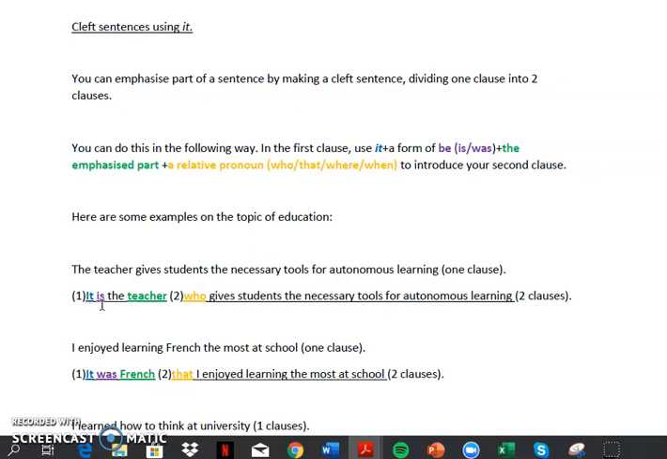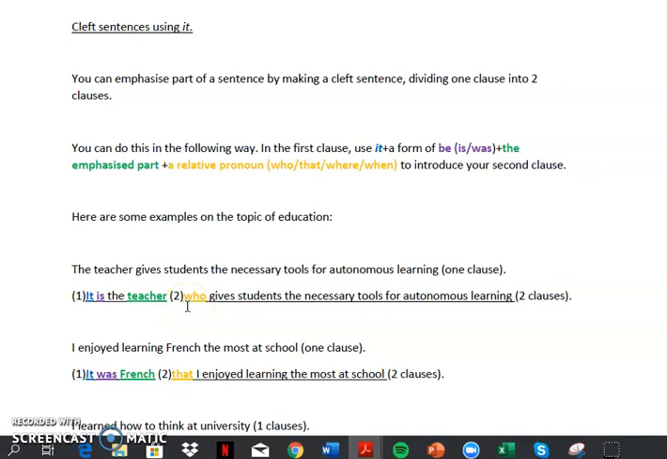So it is the teacher. So we've got it and then a form of be. And then the teacher is what we want to emphasize. That's the first clause. Then the second clause, we're going to use the relative pronoun who, because the teacher is a person. So who is the suitable pronoun here.